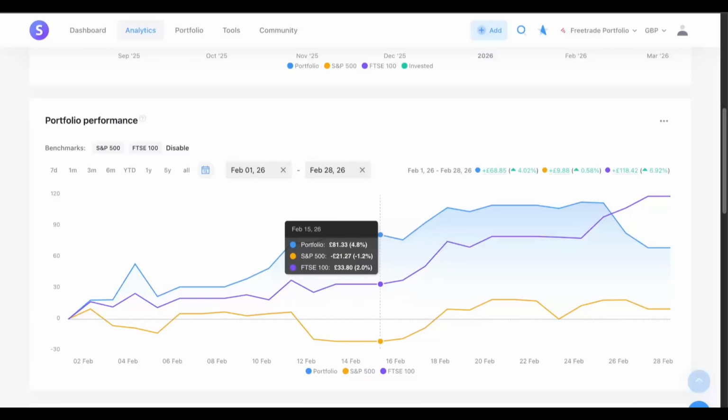Having said that though, it is still early days, and as more time passes we will gain a clearer picture of how my portfolio is performing relative to both of these indexes.